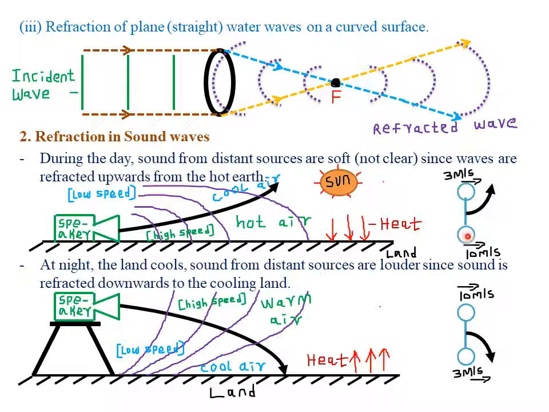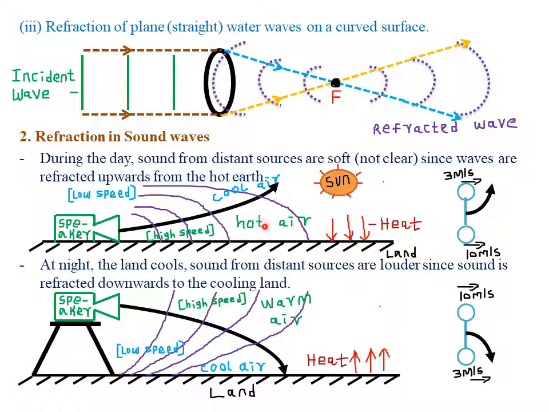So I want you to imagine being in a car which has front wheels. If one of the wheels is moving at a very high speed of 10 meters per second and the other wheel is moving at a very low speed of 3 meters per second, you will notice that the car will always rotate in such a way that it moves in the direction of the wheel that is moving at a very, very low speed. So the same scenario happens here.